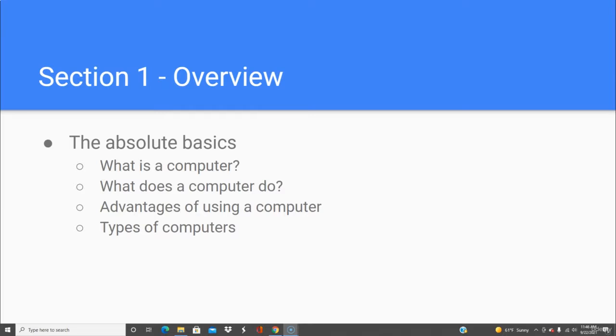Now, the second point is, what does a computer do? Then I go into talking about the different advantages of using a computer, and lastly the different types of computers, because there are different computers, and I'll be going over that in this course with you. And again, my goal is to make it as simplistic as possible, so that it's easy to understand, and on top of that, not confusing.